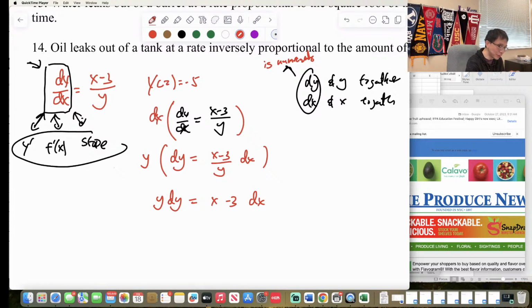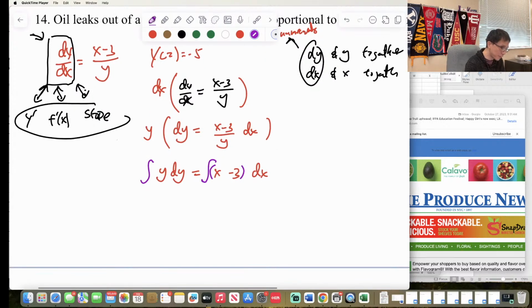Now what I'm going to do is integrate both sides. So I'm going to integrate this side and then integrate this side. So this becomes this. If you integrate the y, it's going to give you y squared over 2. If you integrate the x minus 3, that's x squared over 2 minus 3x. Am I missing something? If you don't have plus c, then you're screwed. If you integrate something, you have plus c. If you take the derivative, you don't have plus c. The c just goes away if you take a derivative.